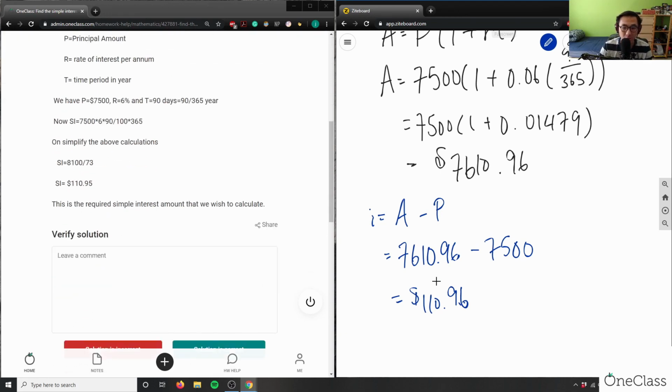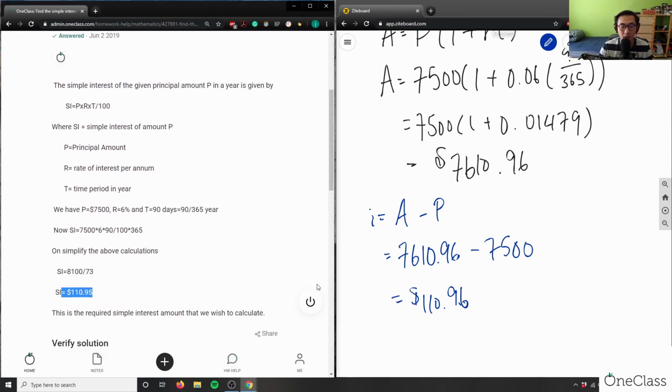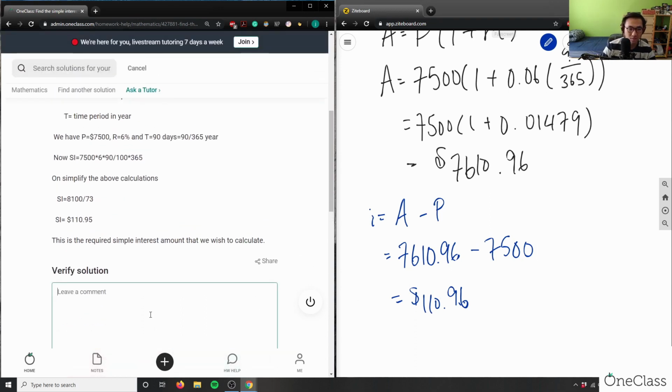So this here is my correct solution. As you can see, $110.96 is also the correct solution here. So what they wrote is, simple interest is the principal times the rate times the time divided by 100. So they did 7,500 times 6% divided by 100, obviously, because it's a rate here, times 90 divided by 365. So exactly the same formula as I did here. And they simplified it using a calculator, and they got $110.96. So this is a great solution and analysis.